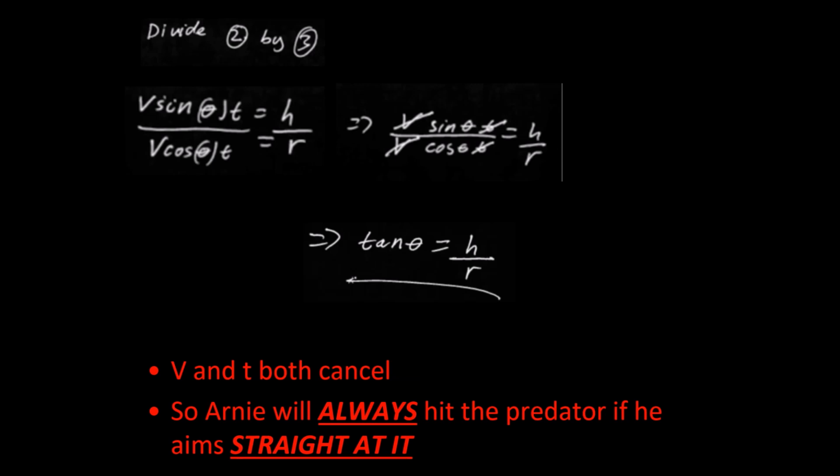Now I realise there's a lot of technicalities here, a lot of things that have to be abided by. He will always hit the predator if he aims straight at it and his bullet leaves the barrel of the gun at the same moment the predator drops, which, given the rate of fire in our animation, is probably quite likely.